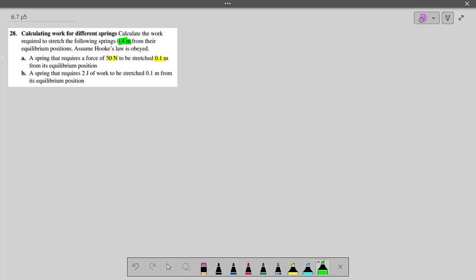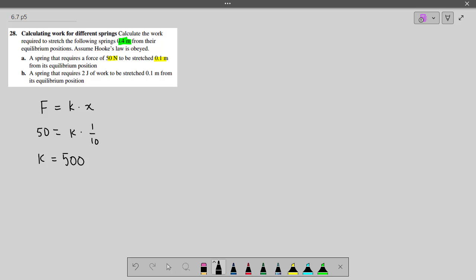What do you all get for your k? 500. So to find that k is pretty straightforward when we're given both the F and the x. We're told that it's going to take 50 newtons to stretch it 1/10 of a meter. We get that our k is equal to 500. Is that what I heard? Yeah, 500, okay.